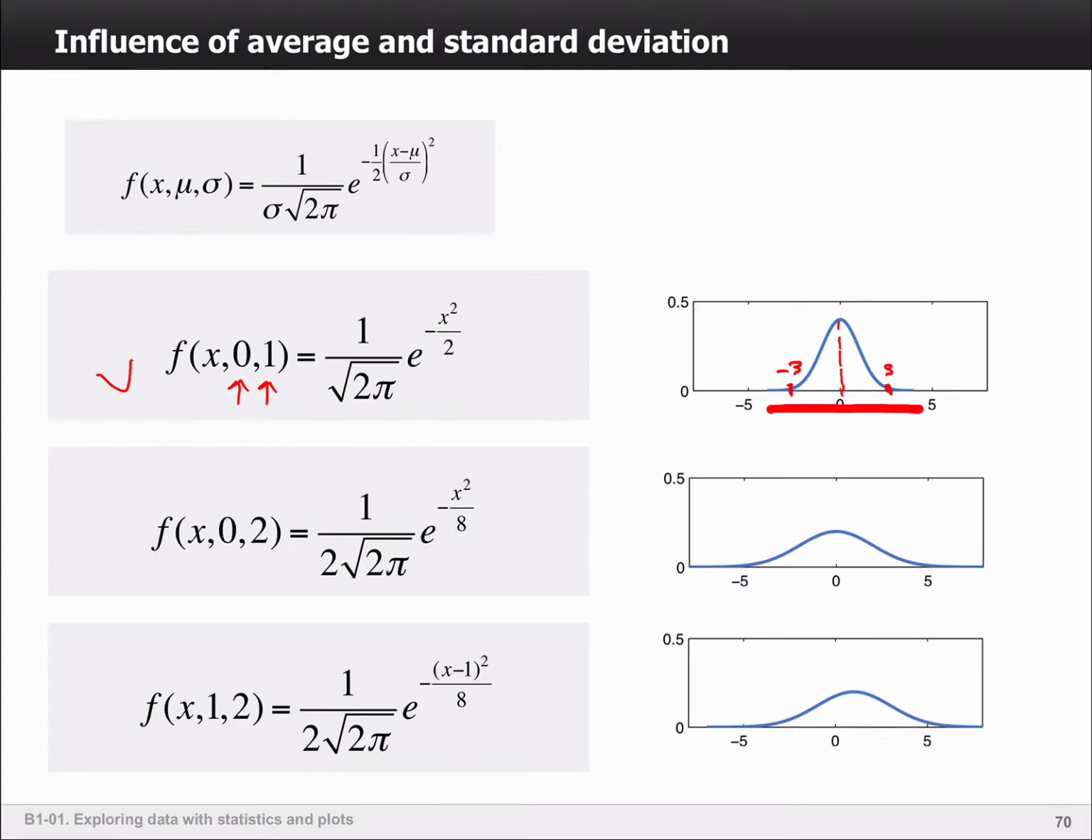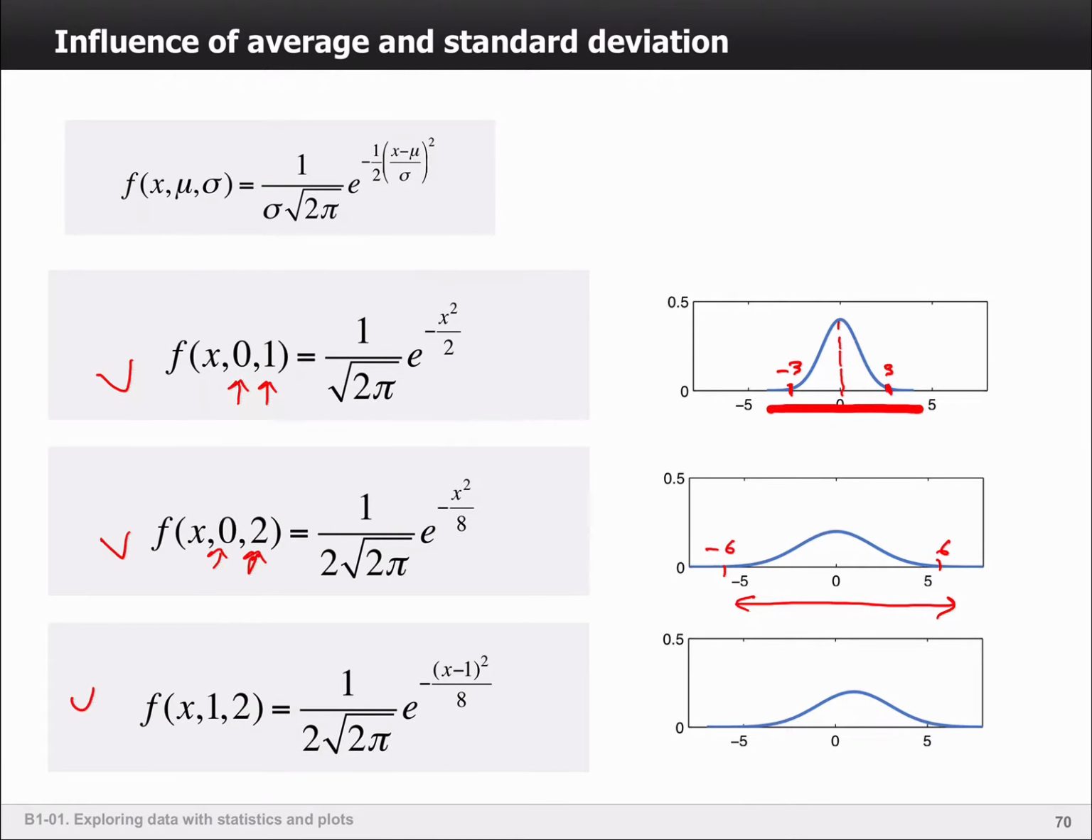In the second case, we have the same average value of 0, but now the standard deviation is equal to 2. And you can see that actually we have a stretch of this function. The total area is still equal to 1, but it's stretched because the standard deviation is larger, so the variability is larger. And now instead of 3 and minus 3, you can see something like 6 and minus 6, so plus minus 2, plus minus 3 standard deviations, okay?